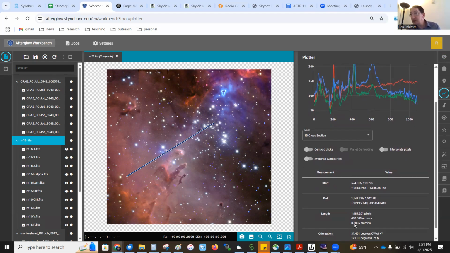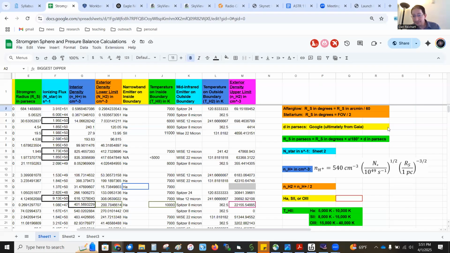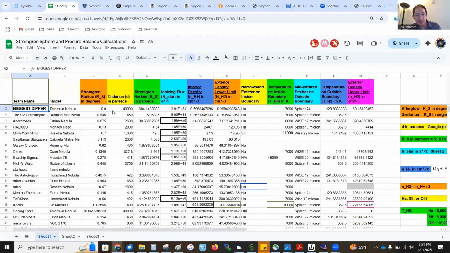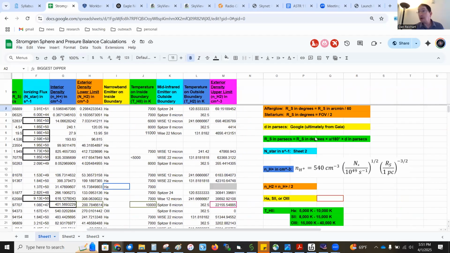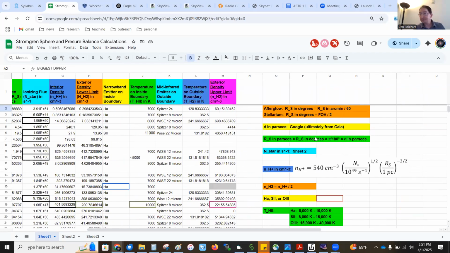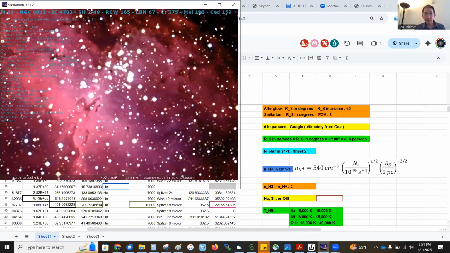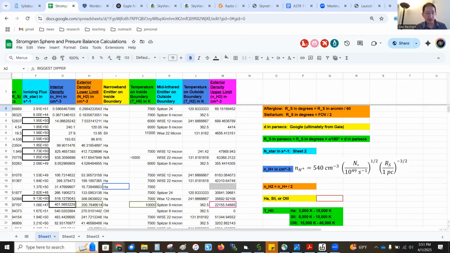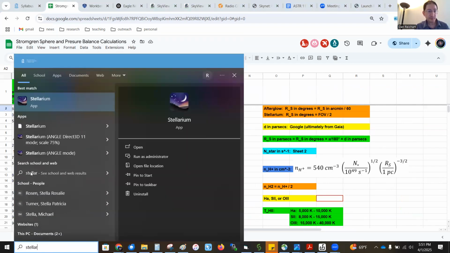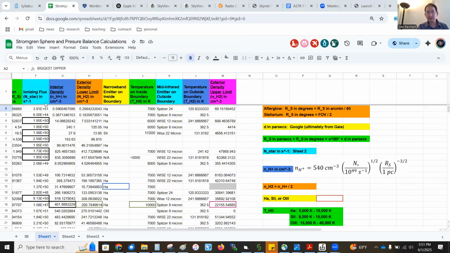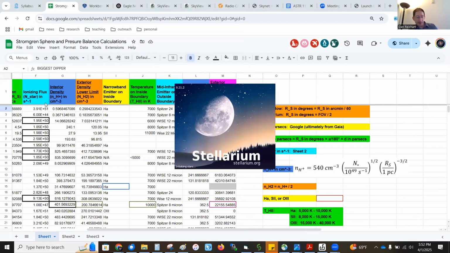And we're going to want to get that in degrees. So to go from arc minutes to degrees, you divide by 60. That's right here. So if you're measuring in Afterglow, you get the Stromgren radius in arc minutes, divide by 60. That's in degrees, and that's what you're going to put in this column. Now, it could be that your region was bigger than your image, in which case you can go to Stellarium. I think I'm going to close this out and just reload it so you can see how to do it from scratch. Load up Stellarium.